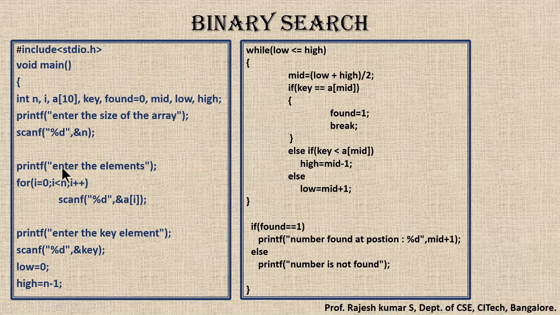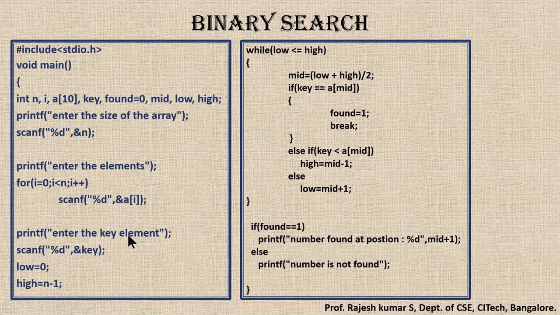Enter the elements. Now, depending on n, if n value is 5, I'll be looping 5 times. 0 is less than 5, so the condition holds, meaning I have to loop 5 times. First time when I loop, I'll enter the value of a of 0. Second time, a of 1. Third time a of 2, a of 3, a of 4. When i value becomes 5, the condition becomes false, and it will come out of this for loop. So we would have entered 5 elements.